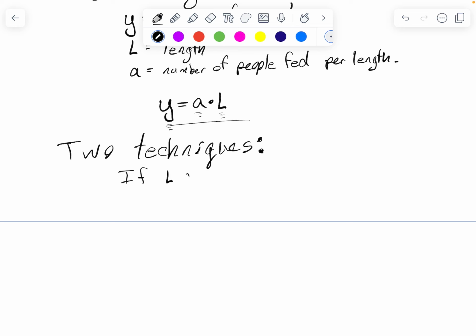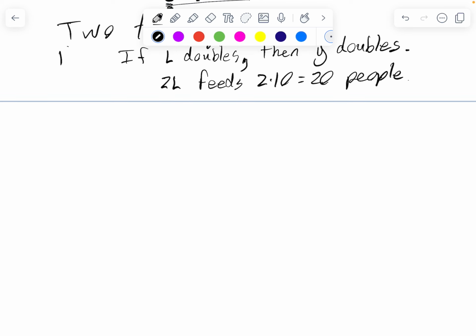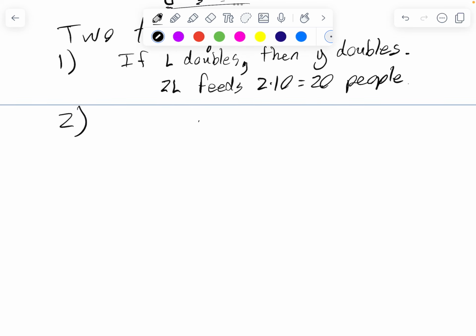In the first technique, we just look at our equation and see what happens when we change one of the variables. If the length of the sandwich doubles, A is a constant, and so it's not going to change when the length of the sandwich changes, so y has to double as well in order to keep up with it. So y is twice times 10, and so we feed 20 people with the doubled sandwich.